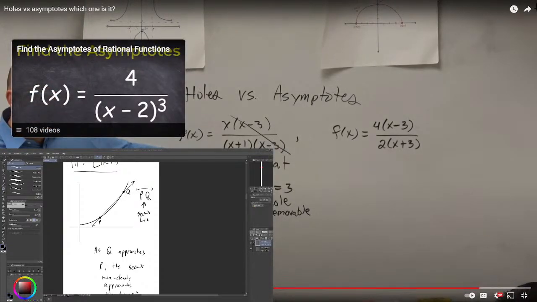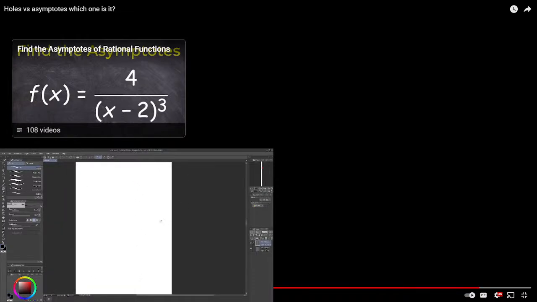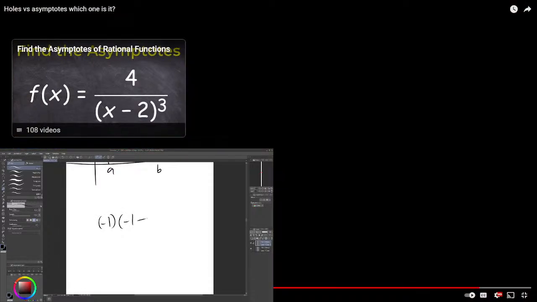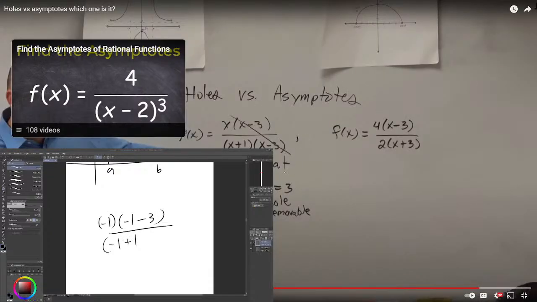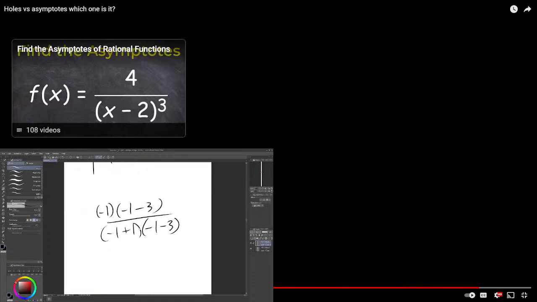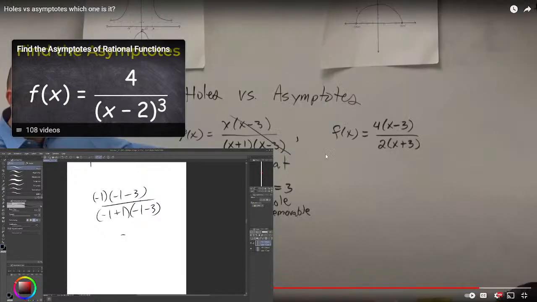Okay, hold up. So if I plug in -1, -1 minus 3, -1 plus 1, -1 minus 3. Okay, and then these cancel out. There's a -1 on top. Okay, I'm confused now.